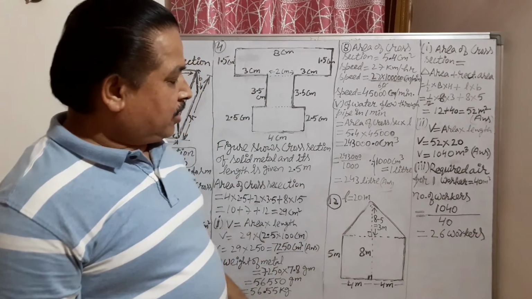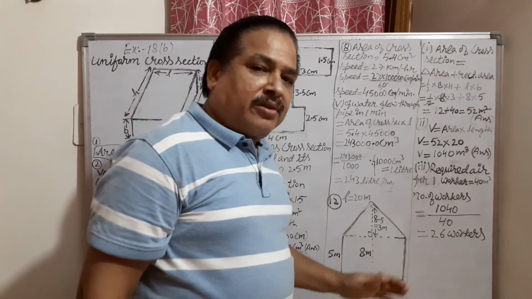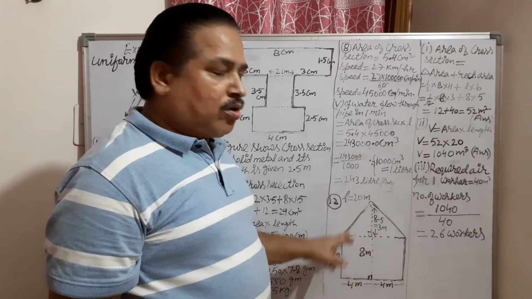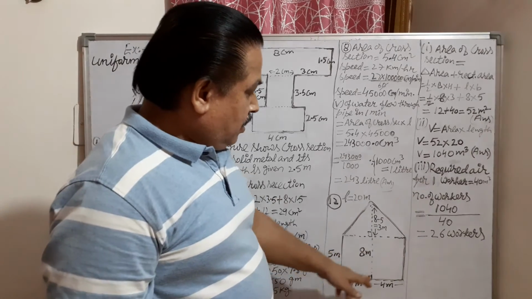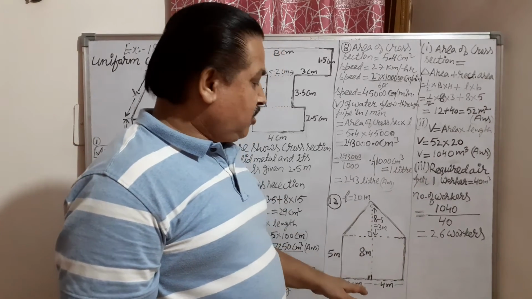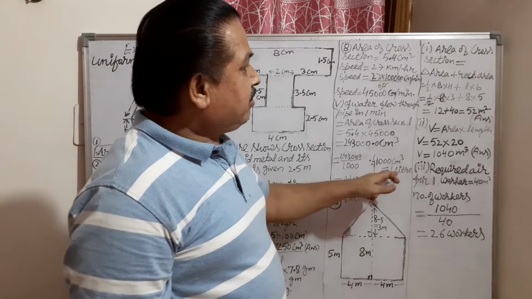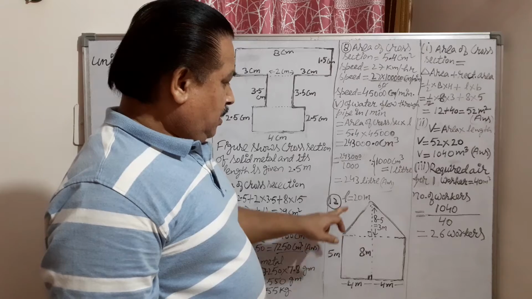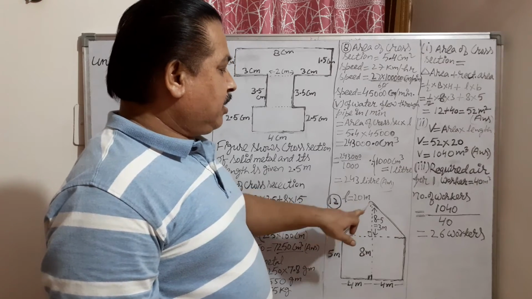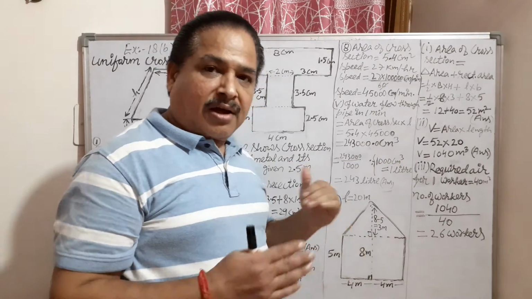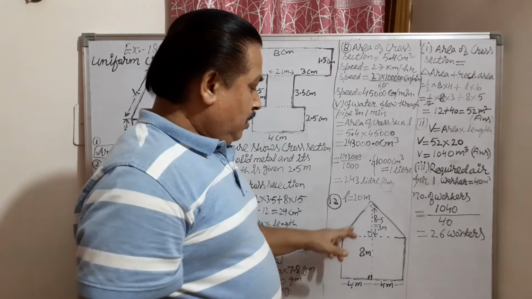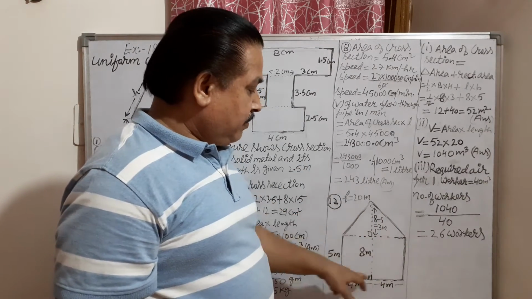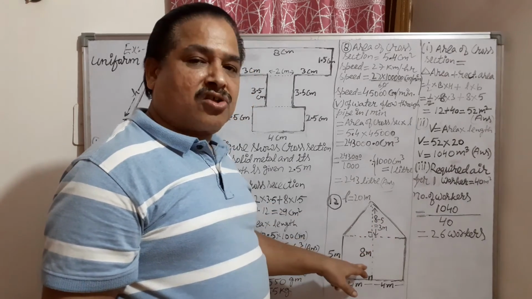Now see 12th question. In the 12th question there is given garage. This is the front shape of the garage. So you can say this is area of cross section. And what is the length of garage? Garage length is given in the question. This garage is 20 meter long. So this is area of cross section. This is cross section of garage.